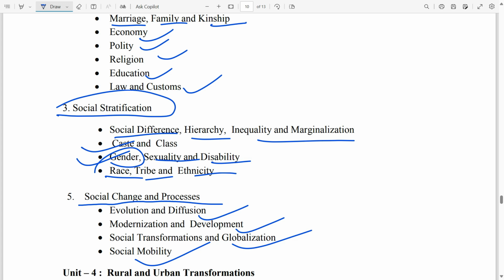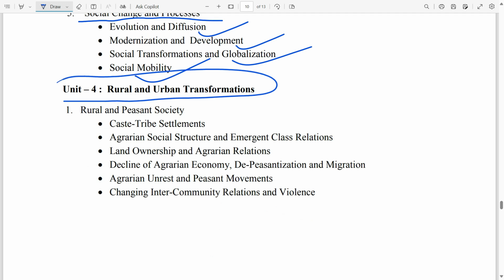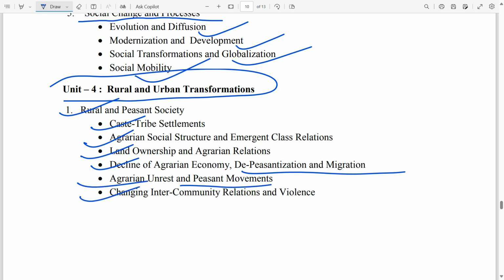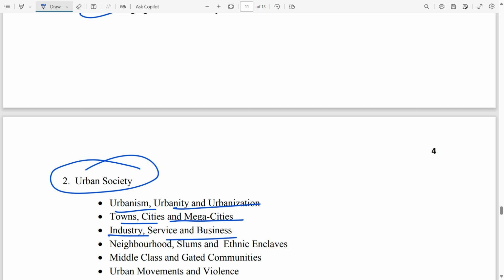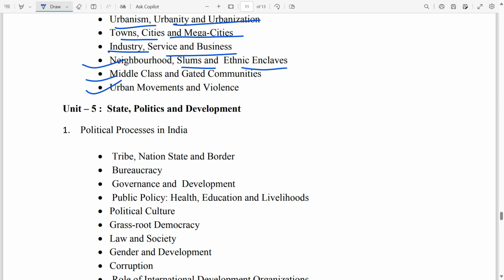Now coming to the next, rural and urban transformations. Rural transformation includes caste type settlements, agrarian social structure and emergent class relations, land ownership and agrarian relationships, decline of agrarian economy, depeasantization, migration, agrarian unrest and peasant movements, changing inter-community relationships and violence. Now second, urban society, what is urbanism, urbanity, how urbanization has grown, towns and cities, how they came into the picture, industry, service and business, neighborhood, slums and ethnic enclaves, middle class, new urban classes, new middle classes, urban movements and violence. So these are unit 4.